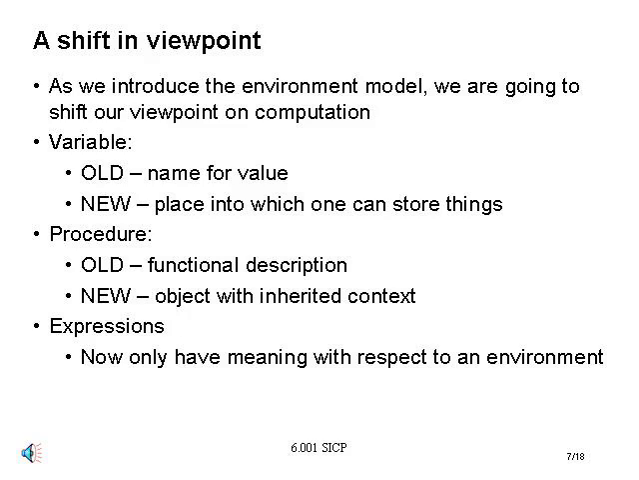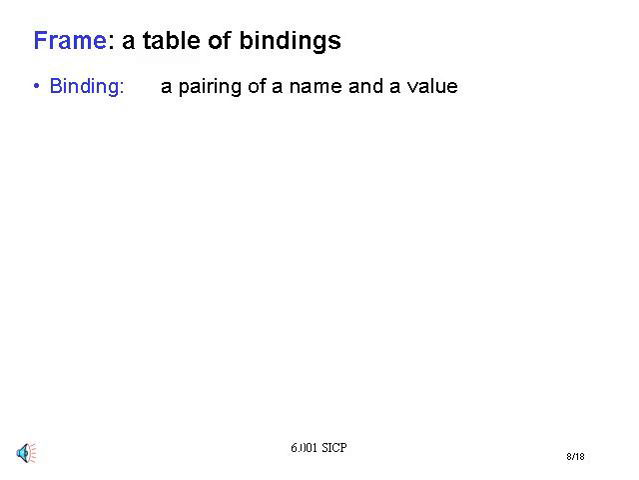And finally, we're going to change the way we think about expressions. We're going to now say that an expression only has meaning with respect to a structure called an environment, something we're about to build. But this means that expressions now inherit their interpretation or their value by inheriting information about what was going on when they were created. And we'll see why that changes our viewpoint of computation as we go through the rest of this lecture. So we ask you to keep those three things in mind as we now build up this new model of computation. Variables are now places into which one can store things, procedures are now objects with an inherited context, and expressions have meaning with respect to an environment. So now let's start building up our environment model.